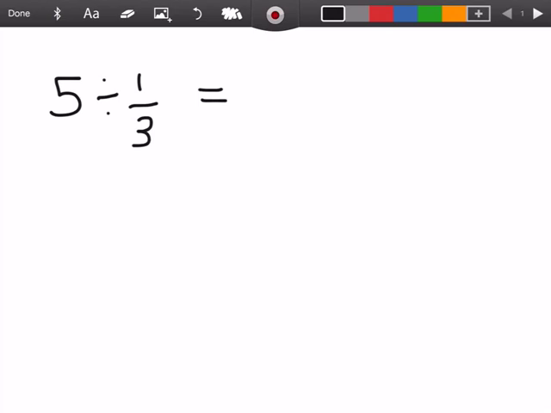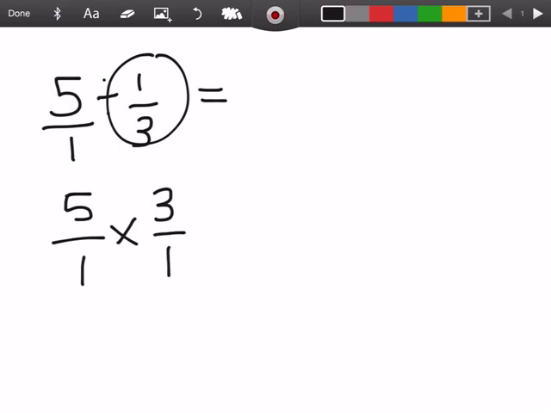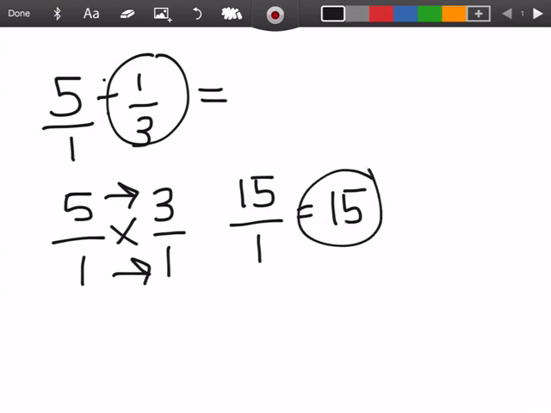If we have 5 feet of wood and I need to cut it into 1/3 foot pieces, how many 1/3 foot pieces could I get from 5? Well, I'm going to turn my 5 into a fraction. I get 5/1. I'm going to change the problem to a multiplication problem, and I'm going to take the reciprocal of my 1/3. So that means I'm going to make it 3/1. Now I'm going to multiply straight across, and I'm going to get 15/1. Well, we all know that 15/1 means I have 15 whole pieces. So my answer is 15. Started with a whole number, ended with a whole number.